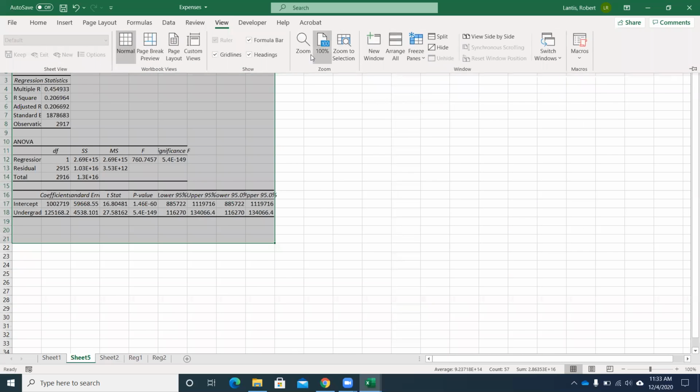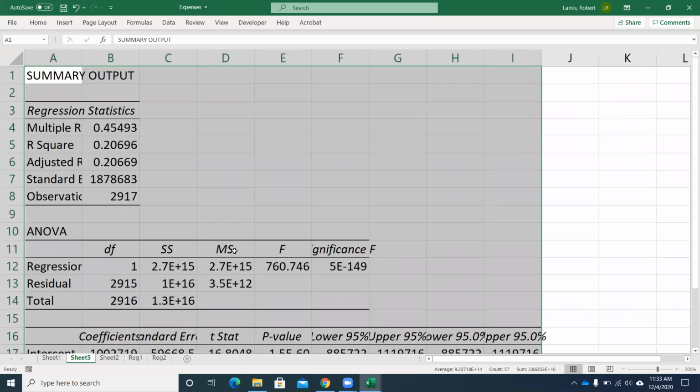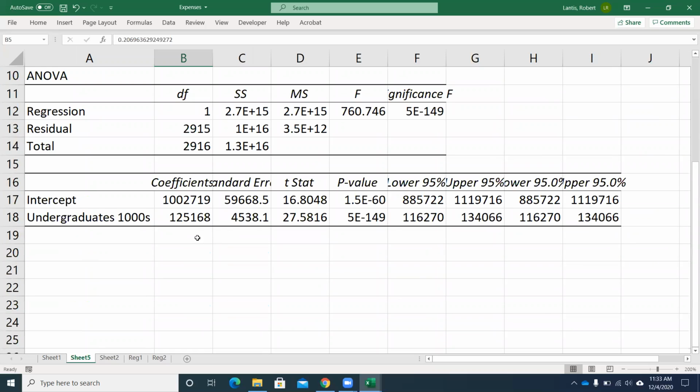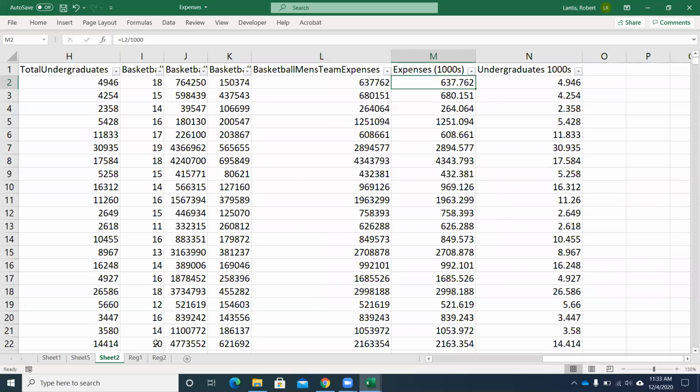I can look at this output. I'm going to notice now my estimate, oops, zoom 200. Now my estimate looks a little different. Now we've just changed the units, so R squared is still the same, right? But now what's the interpretation here? Well, now if I've got undergraduates in the thousands, a 1 unit change would be 1,000 more undergraduates would change the predicted basketball expenses by whatever this amount is, which is 125,000. Notice we were looking at the effect of 1,000, it was that same value. Oops, sorry, let's move this over here. Oh, I grabbed the wrong sheet. Sheet 2 back here. We'll call this Reg 3.